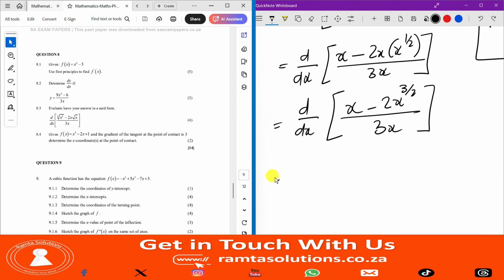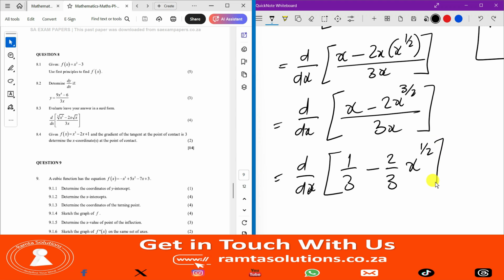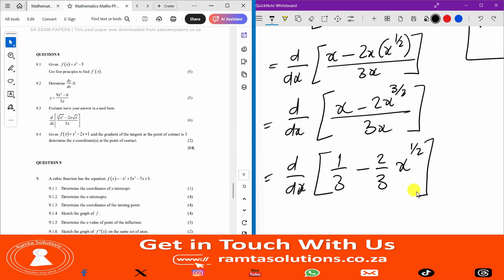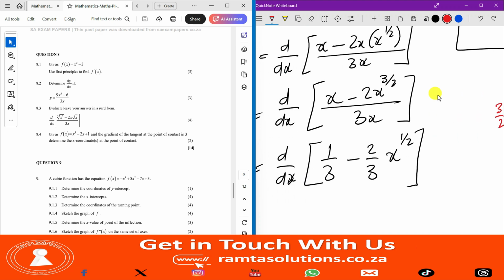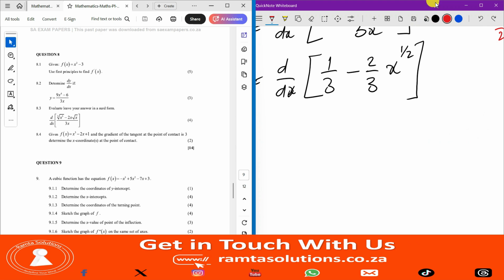Now let's try to simplify this further. x over 3x is the same as 1 over 3, minus 2x to the power 3 over 2 over 3x is the same as 2 over 3 times x to the power 3 over 2 minus 1, which is the same as half. Let's confirm. 3 over 2 minus 1, yeah, it's fine. Okay, now we can differentiate.